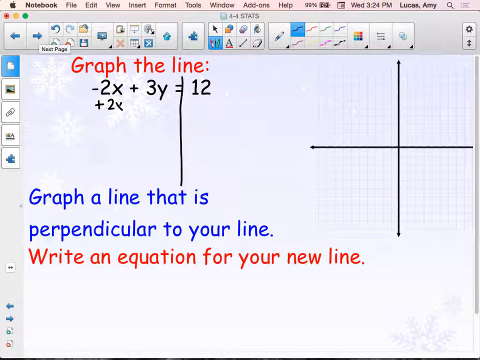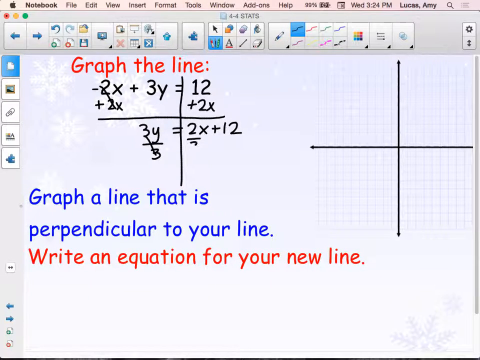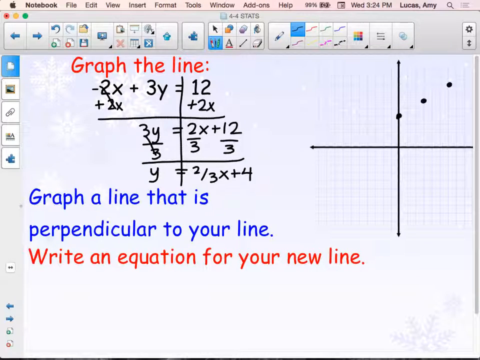Solve this by adding 2x on both sides. 3y equals 2x plus 12. Divide by 3. y equals 2/3 x plus 4. So start at 4, up 2 over 3. Draw my line.